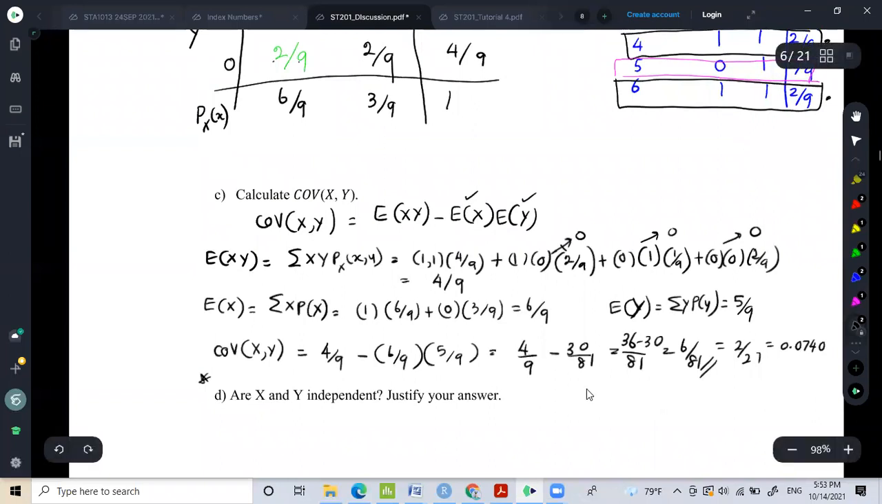And we move on to the next question. Are X and Y independent? Are X and Y independent? Justify your answer.